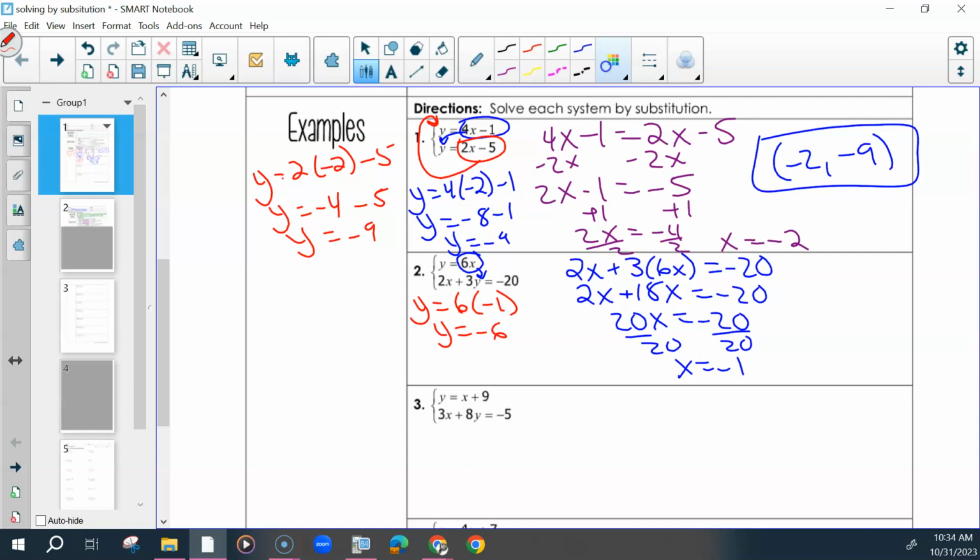So that our ordered pair is -1, -6. Make sure you're putting that in the right order, x and then y. Do we have any questions so far?